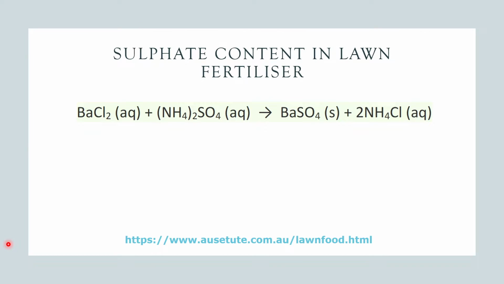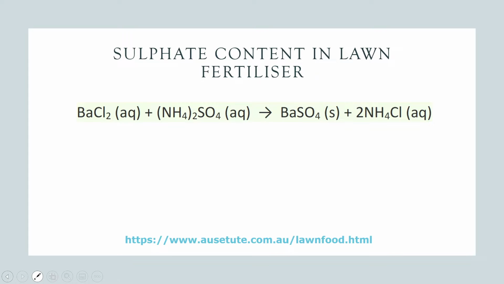In our lesson in particular, we're going to be looking at measuring the sulfate content in lawn fertilizer. The reaction that we're going to be undertaking is a precipitation reaction specifically. So if we have barium chloride and react it with the fertilizer, which should contain ammonium sulfate as one of its active ingredients, we should be able to form barium sulfate solid as a product because it's insoluble, and then also have our ammonium and chloride ions still present in solution.